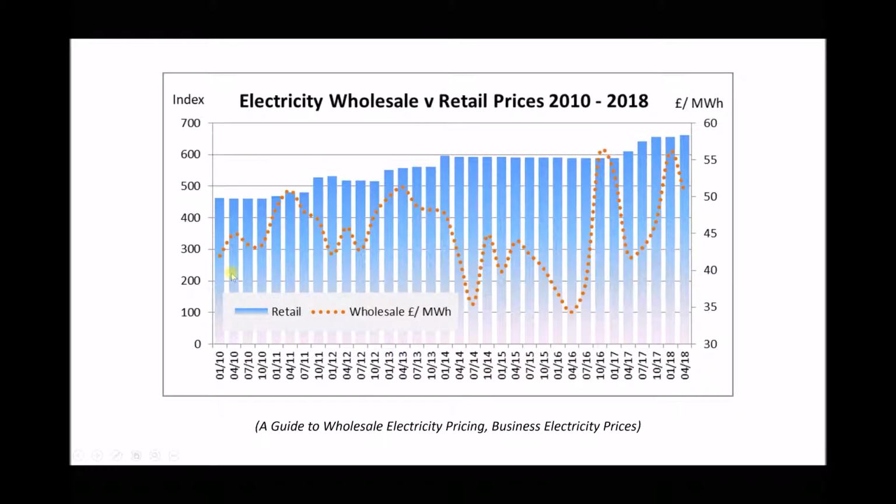We see another slide that demonstrates this, going from 2010 to 2018, and the dashed line represents the average wholesale price. Our equivalent scale on the right-hand side again is pounds per megawatt hour, and we see throughout that life cycle huge fluctuations in the wholesale price, dropping as low as £35 in April 2016 and peaking at around £56 per megawatt hour in both 2016 and 2018. So it's quite an unpredictable measure.